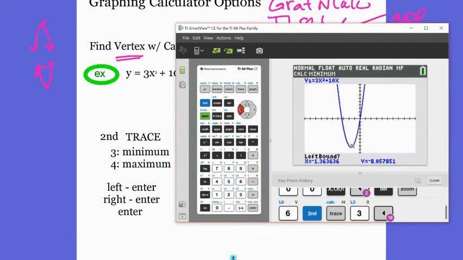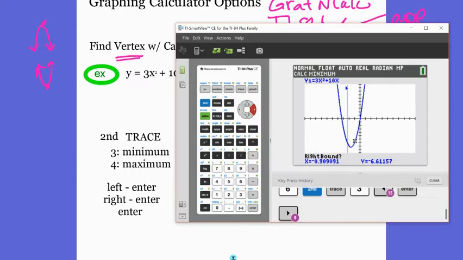And you're going to say, well, I think the vertex is around there. So somewhere to the left of it is here. And hit enter. And notice it gave a boundary. And then it wants a right boundary. And so you need to give it a right boundary. So now you're telling the calculator, look somewhere between these two boundaries that I gave you. And then it asks you for a guess. And my guess is that it's right here. And I'm going to hit enter.